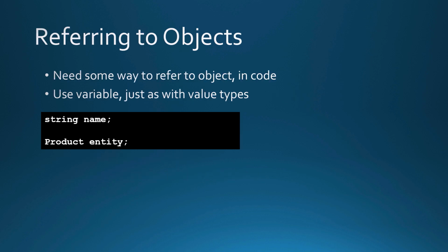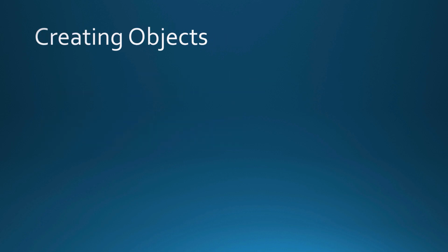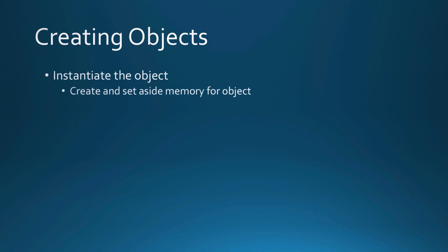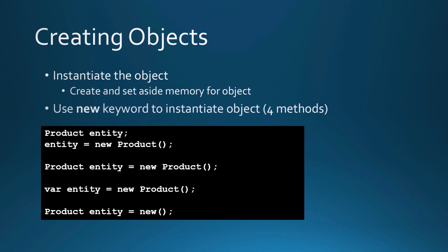We refer to objects in code just as we would with any type of variable we're going to create. So for example, I have a string name. Name is the actual variable name. Well, if I have a Product class, we can call it whatever we want. I'm going to call it entity in this particular instance. When you're creating objects, you instantiate that object, which means you're creating and setting aside memory for that object. We use the new keyword to instantiate that object.